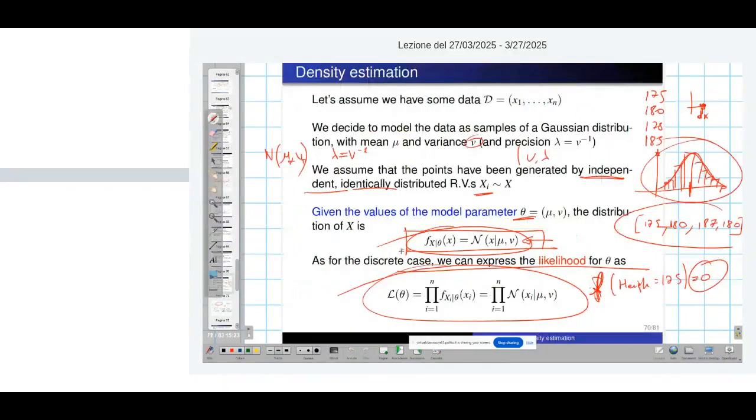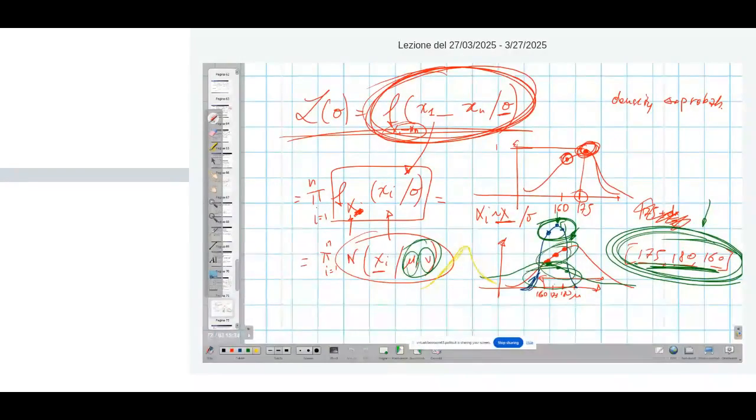That's the same as the Bernoulli example before. The higher the likelihood, the higher the chance of our observation given the model parameters that we are assuming. And this is a function of the model parameter. As we change the model parameters, the likelihood will change. So we may have Gaussian distributions for which the likelihood is very small. For example, if I have the mean here and this variance, the chance to observe these three values will be very small because these three values have a very, very low value for the density. It's very unlikely that if I sample from the yellow density, I will get 175, 180, and 160.